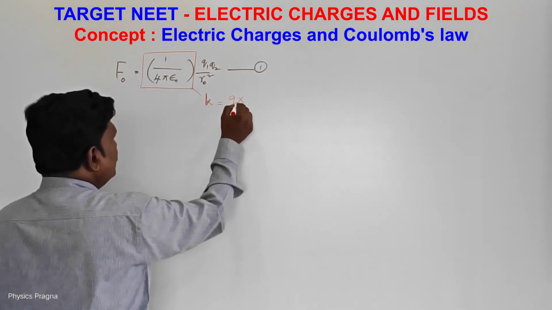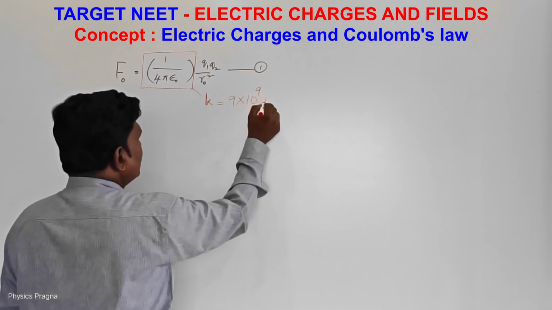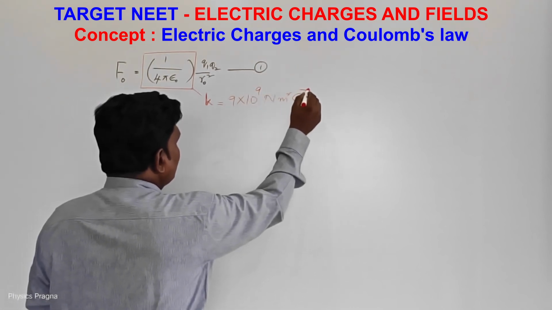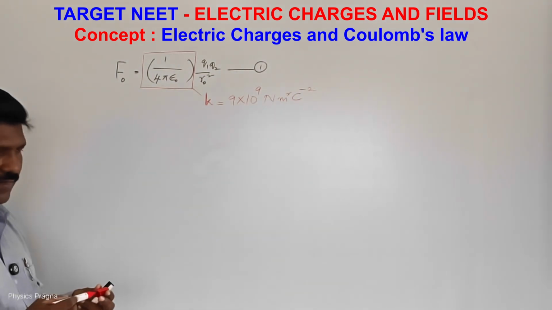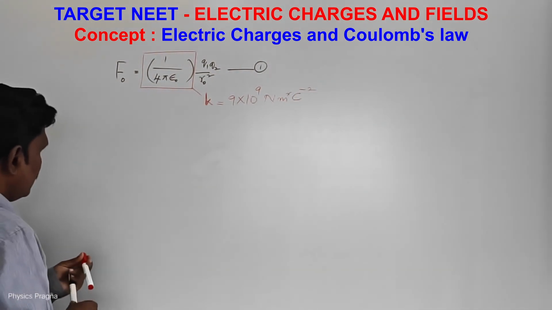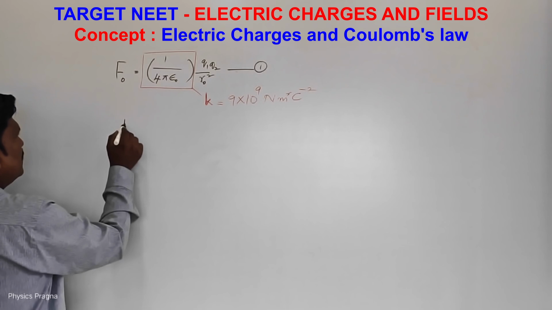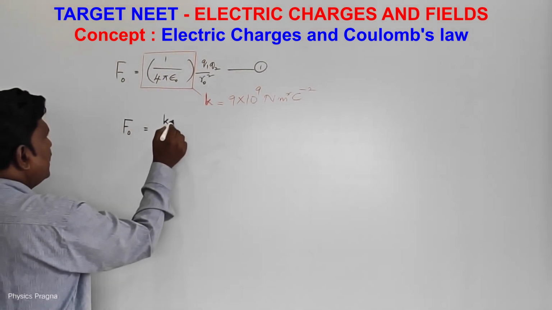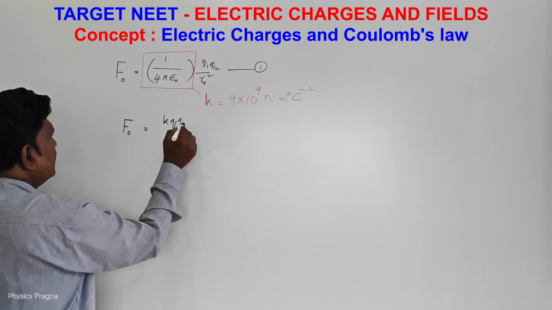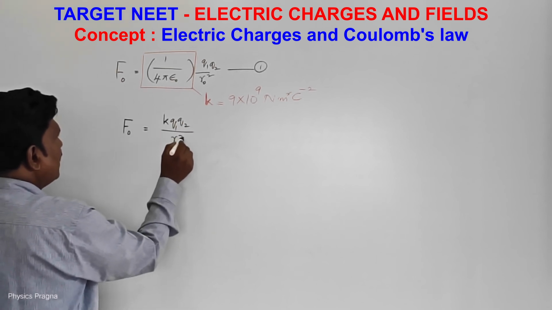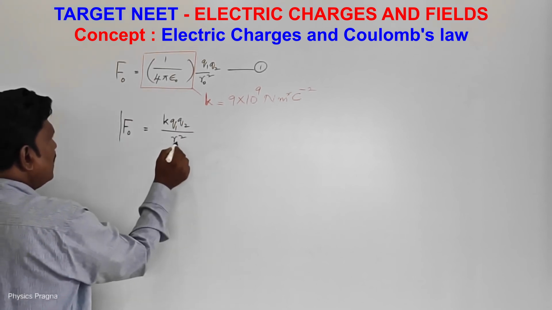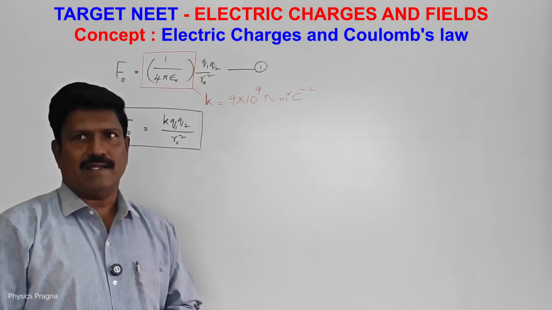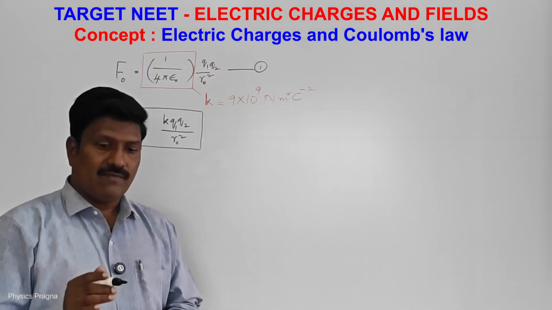That value is 9 into 10 to the power of 9 Newton meter square per Coulomb square. So that is its value. So we can also write this formula, we can remember it like this: F naught is equal to K Q1 Q2 by R square, like this also R naught. It is not necessary to write F naught, R naught, but keep it in your mind.